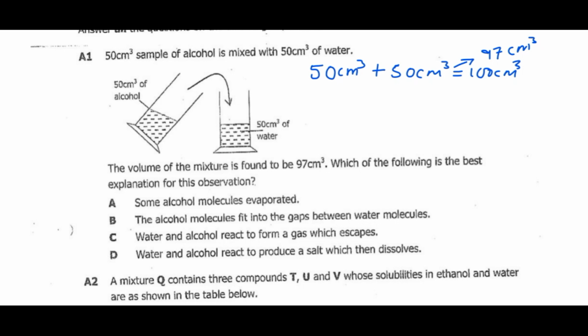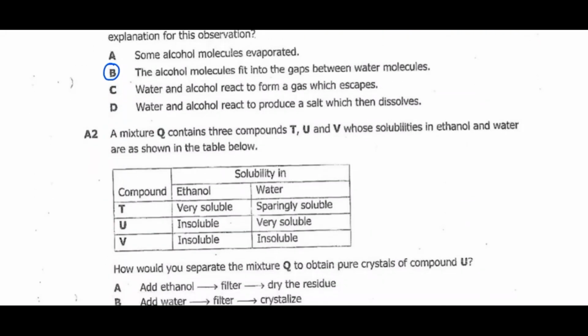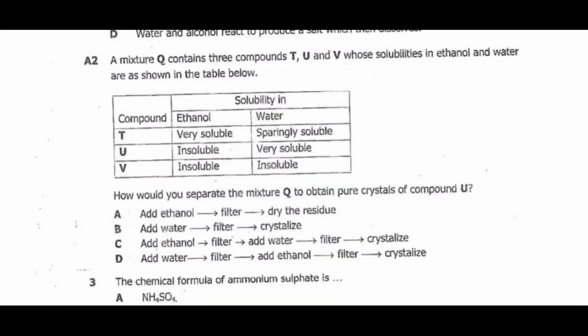So here we look at the first multiple choice. A, some alcohol molecules evaporated. No. Then B, alcohol molecules fit into the gaps between water molecules. So this is the answer. The reason why there is a reduction in volume whenever you mix water and alcohol is that some of the alcohol molecules will fit into the gaps between water molecules. Then we can now move on to question 2.